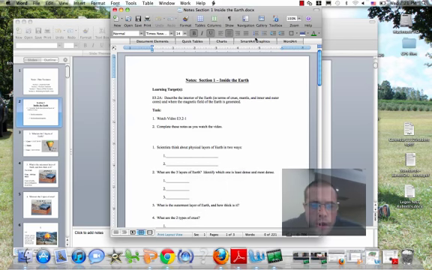Alright you guys, this is video E3.2-1. These are notes on section 1, inside the Earth, and we're looking at the learning target of E3.2a. Describe the interior of the Earth in terms of crust, mantle, and inner and outer cores, and where the magnetic field of Earth is generated. So we should be looking at this set of notes here.